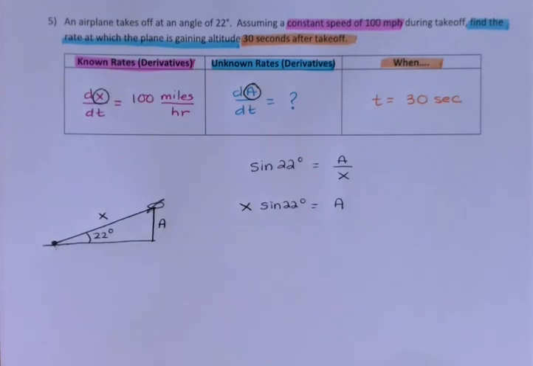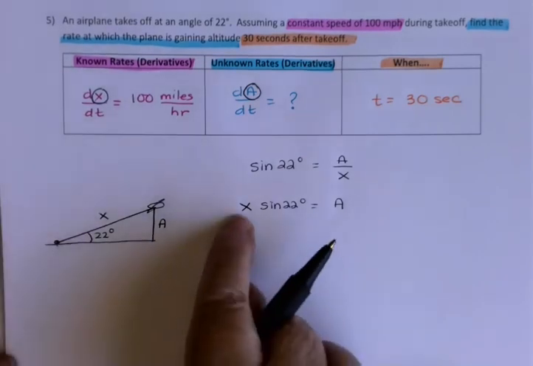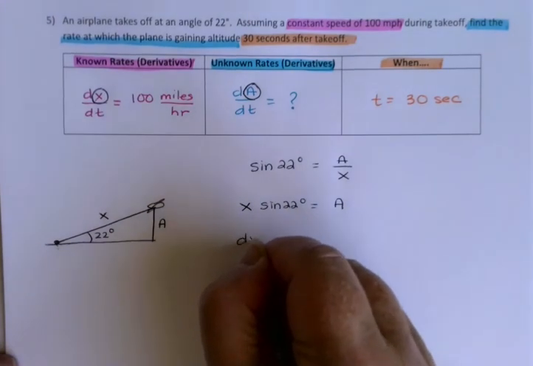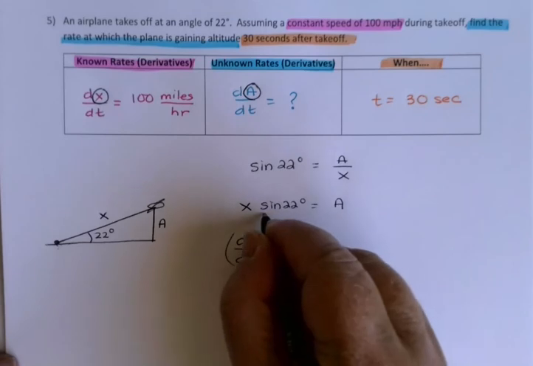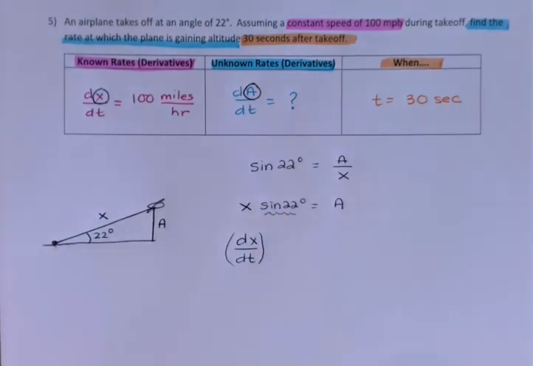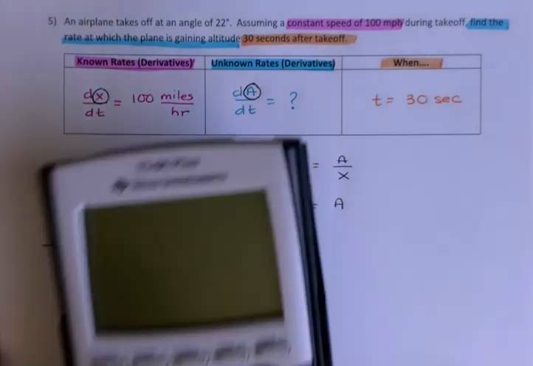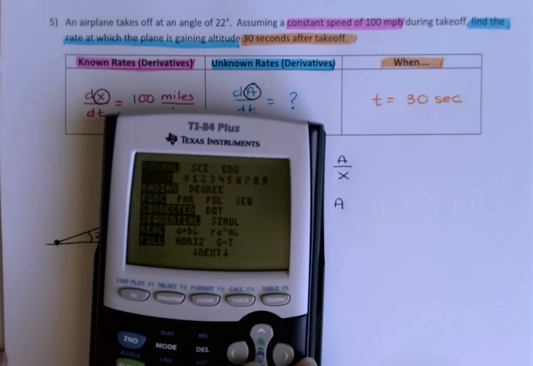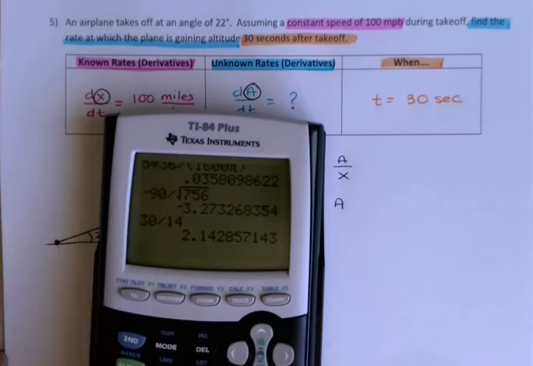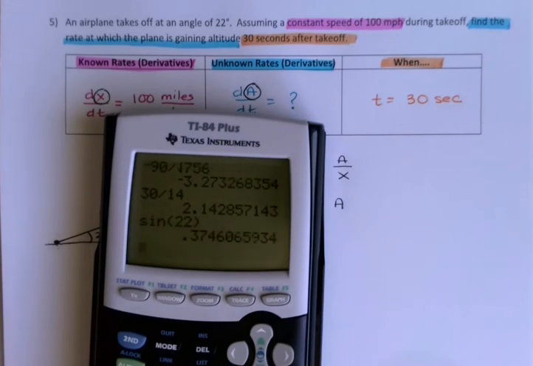All right, I'm ready to do the derivative. The derivative of x is dx dt. And remember that that sine of 22 degrees, that's just a constant, right? It's like a number. It's like 5 or 6 or whatever. In fact, if we want to, we can even get a decimal value for it. If I put my calculator in degree mode, the sine of 22 degrees is about 0.3746.